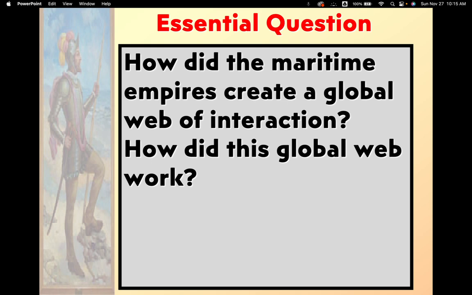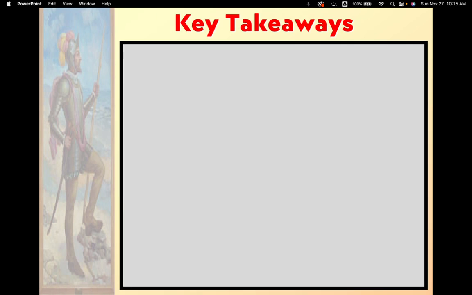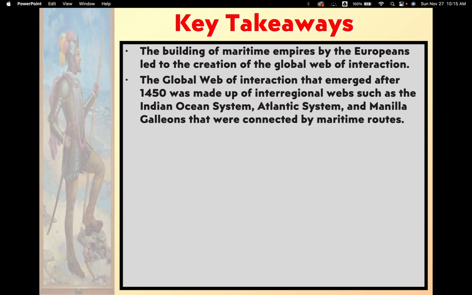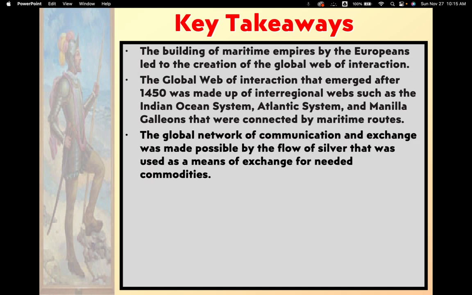So we've answered our essential question here. How did maritime empires create a global web of interaction? How did this work? Well, first of all, the building of maritime empires by the Europeans led to the creation of this new global web of interaction. The global web of interaction that emerged after 1450 was simply a connection between old and new interregional webs, such as the Indian Ocean system, the Atlantic system, and the Manila galleons that were connected by maritime routes.